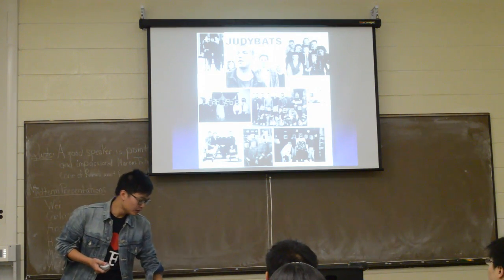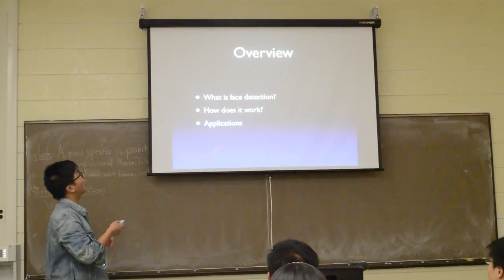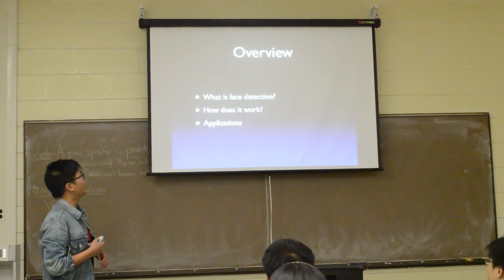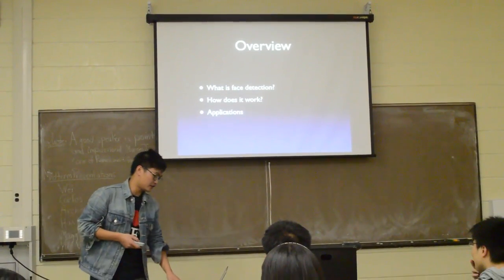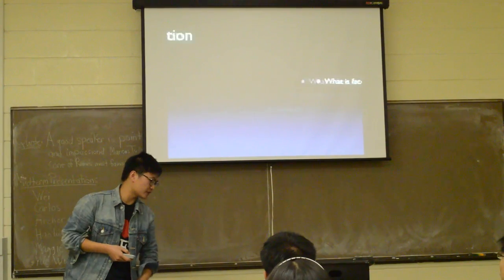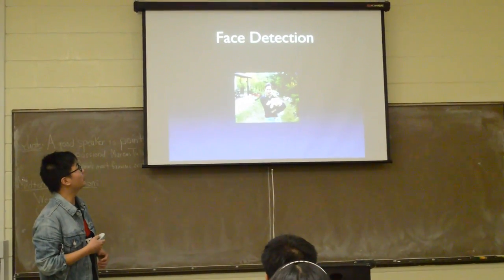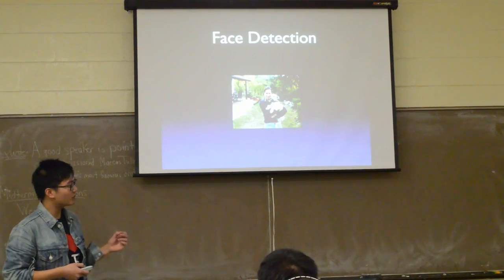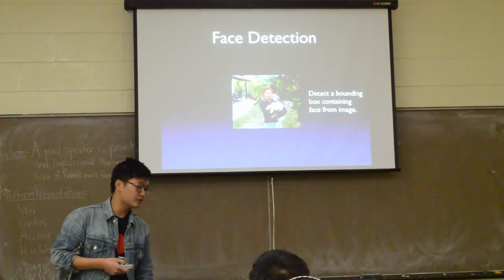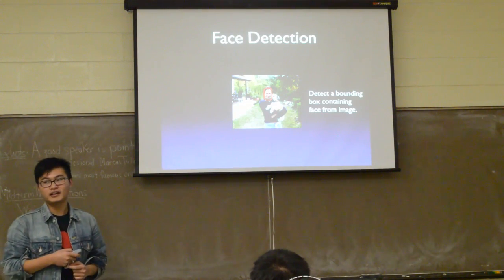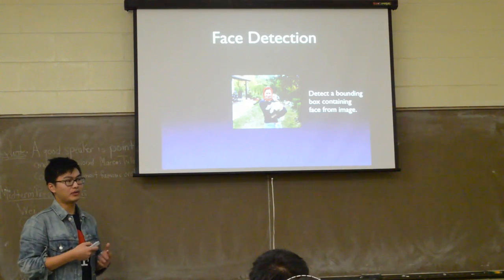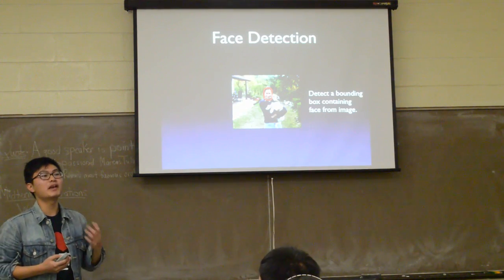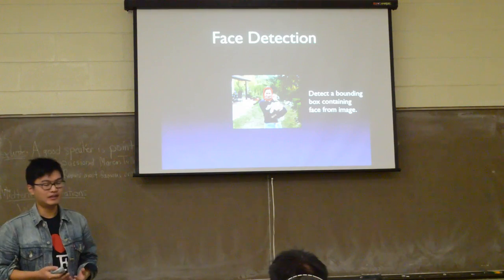Okay, here's the overview of today's topic. As I said, first I'm going to explain what face detection is, then how it works, and then applications. So let's see what face detection is. Very simple: given an image with a person in it, the task of face detection is to draw a bounding box that contains the face of the person in the image. That's easy for people, right? But how can we make a computer do this automatically?